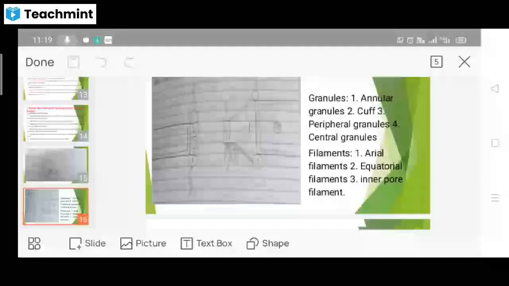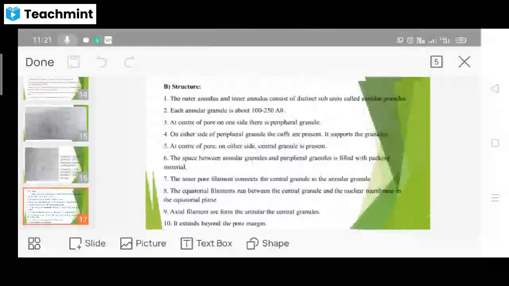The equatorial filament runs between the central granule and nuclear membrane in the equatorial plane. There are also the axial filaments. These axial filaments come from the central granules, and they extend beyond the pore margin. So at the central and periphery there are granules. At the center there are the central granules.